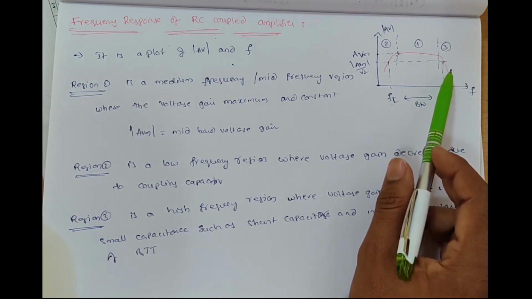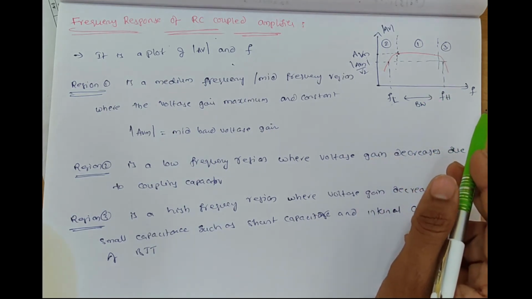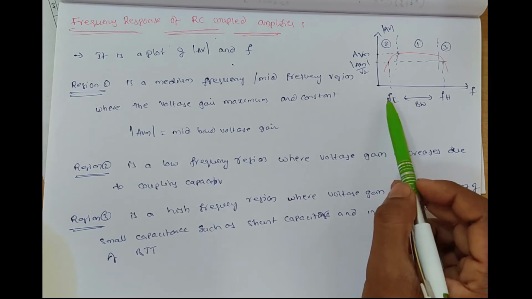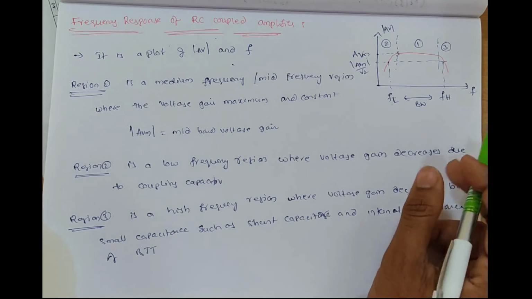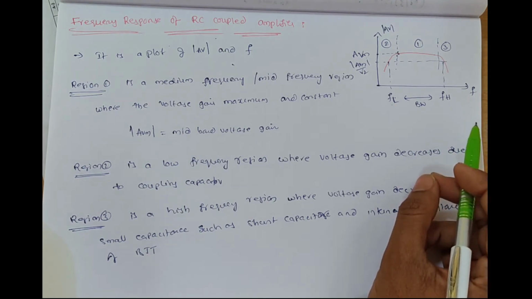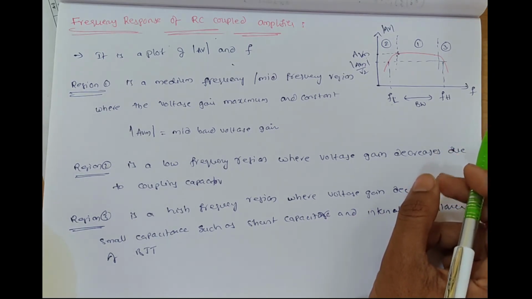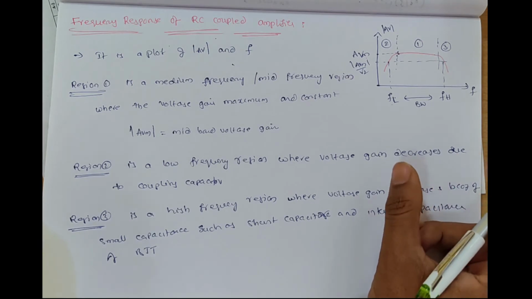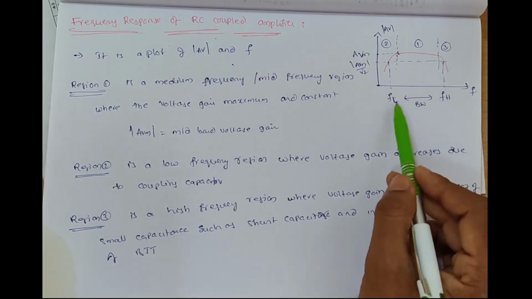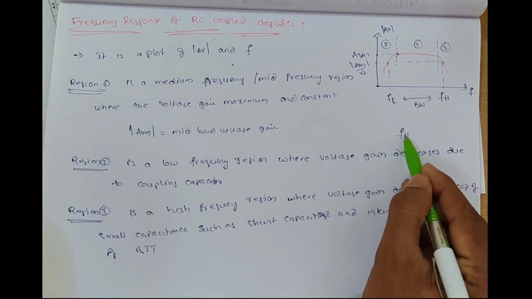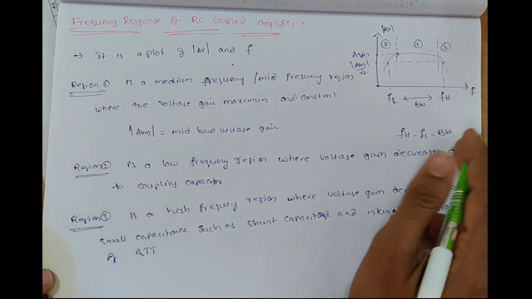Yes, so we already discussed the 3 regions till now. We know that the 3 dB lower cut off frequency and higher cut off frequency are defined as the frequencies at which voltage gain becomes 1 by root 2 times the mid frequency voltage gain. The two frequencies are called lower and upper cut off frequencies. The difference between these two, FH minus FL, is called bandwidth of that particular amplifier.